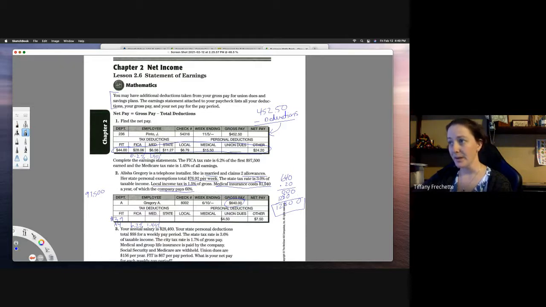So we need to make sure that we're looking up here as far as the personal exemptions. So this was something that we had to deal with in, I believe it was either section 2 or 3, because there were 2 sections on state income tax. So her personal exemptions total 76.92 per week. So we need to take that away from the gross pay. So what that means is I need to take this 640 and I need to subtract her personal exemptions.